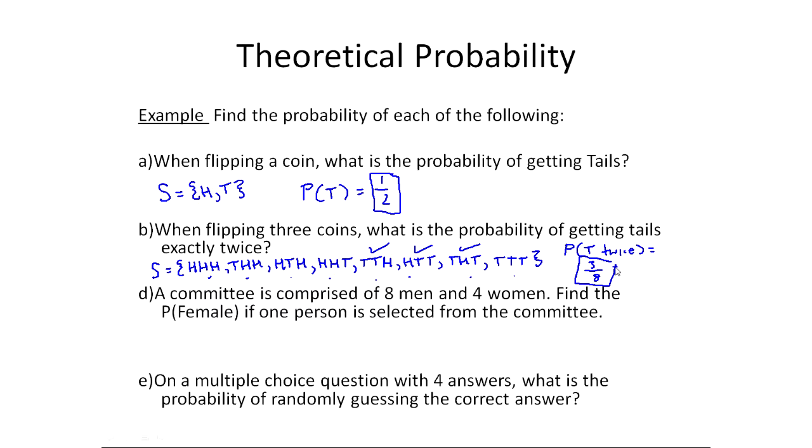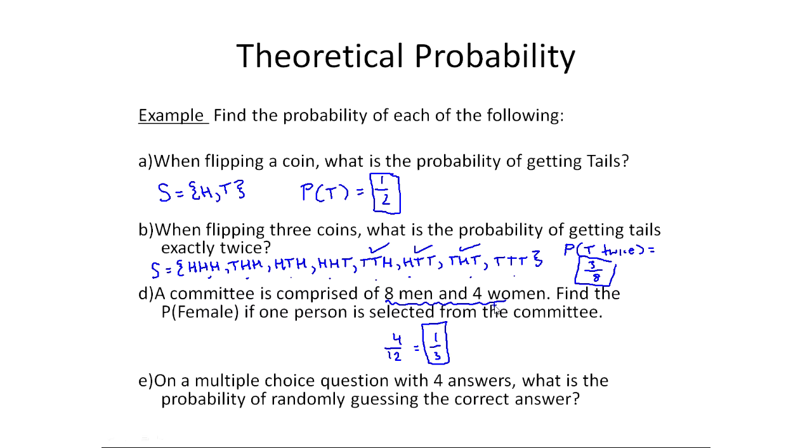A committee is comprised of 8 men and 4 women. Find the probability that a woman is chosen if 1 person is selected from the committee. Now this one, I'm not sure if I really need to write everything out. If we're just going to randomly select from the committee, then everybody has the same chance of being chosen, so we have that idea of equally likely outcomes. And so how many people could be chosen? That's the size of the sample space. That's 12, right? How many of these people are women? That'd be 4. So this would be 1/3. So here it's a little different because the sample space is practically written out for me already. I didn't really have to write it out. I just had to think about what the total was.